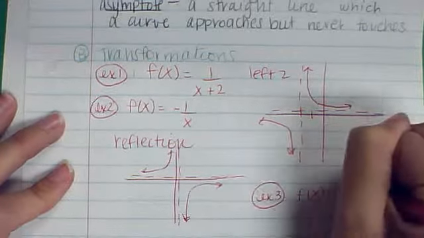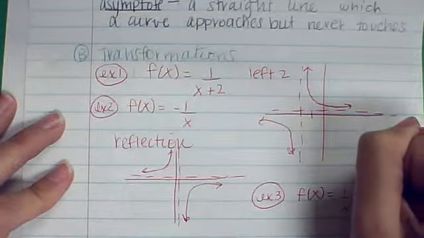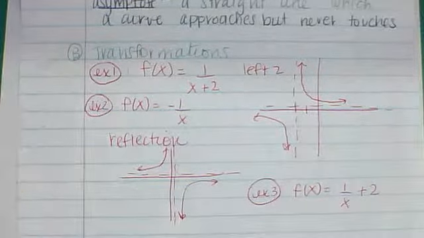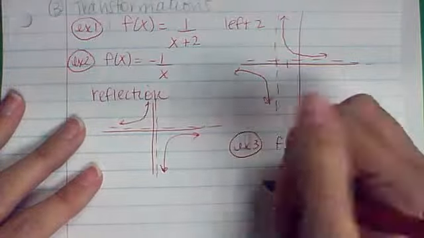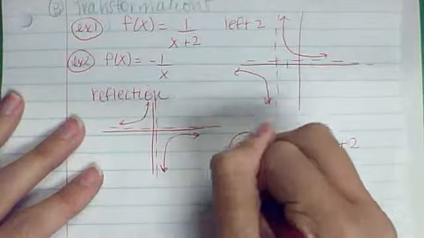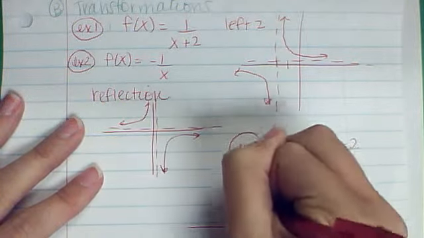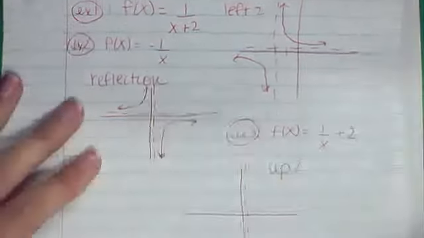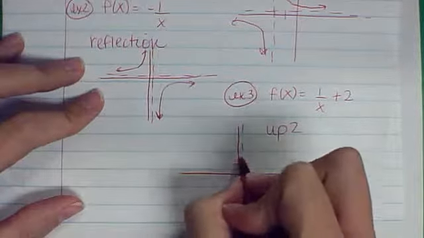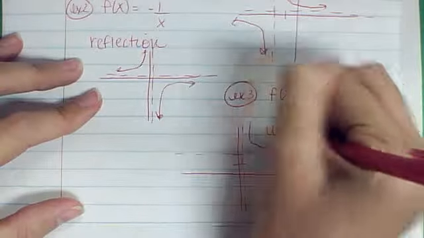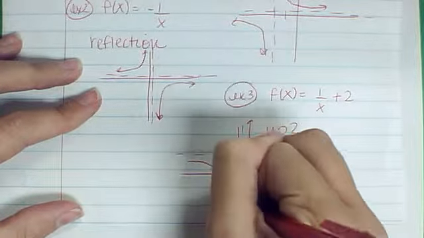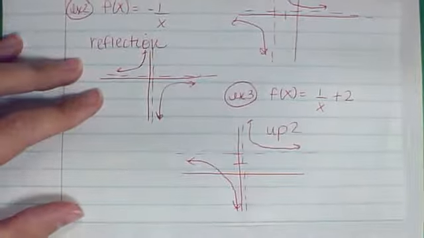F of x equals 1 over x plus 2. Notice the 2 is on the outside this time, which tells me that this function is shifted up by 2. If I draw my graph, my vertical asymptote stays the same. My horizontal asymptote moves this time to shift up by 2. And my graph follows the normal pattern, just close to those asymptotes.